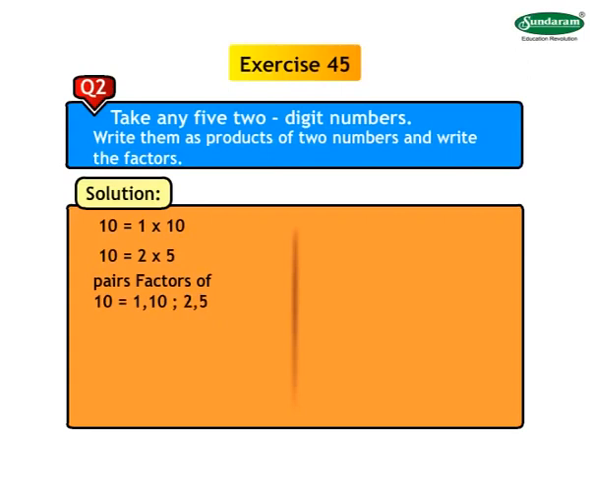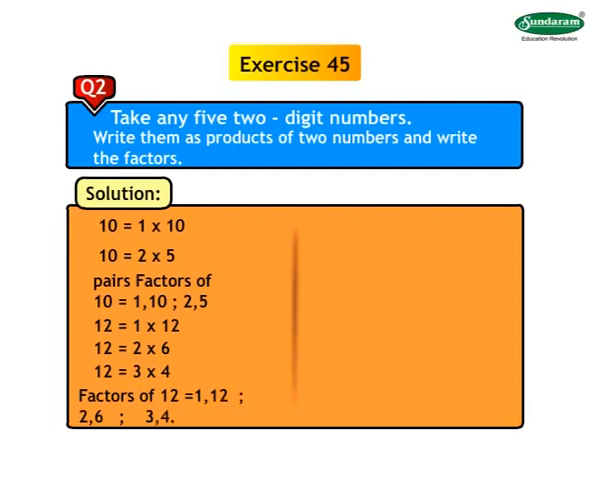Now let us take 12. 12 is equal to 1 into 12. 12 is equal to 2 into 6. 12 is equal to 3 into 4. Therefore, pairs of factors of 12 are 1, 12, 2, 6, 3, 4.